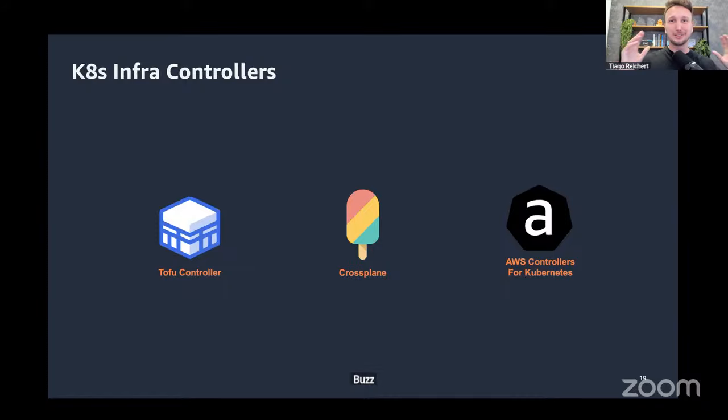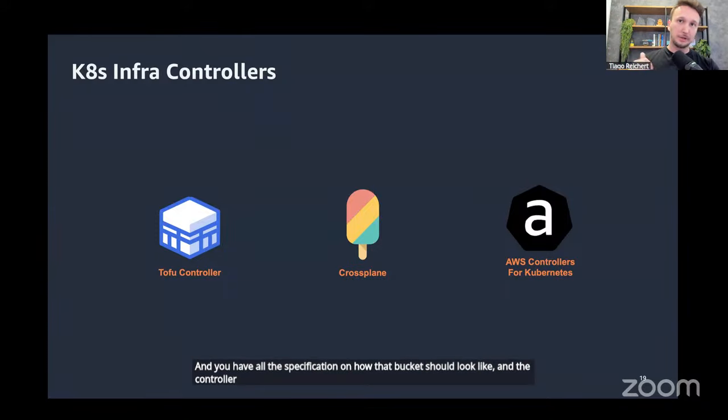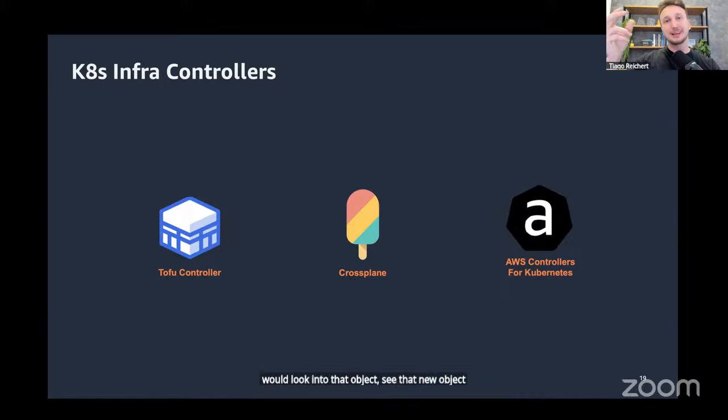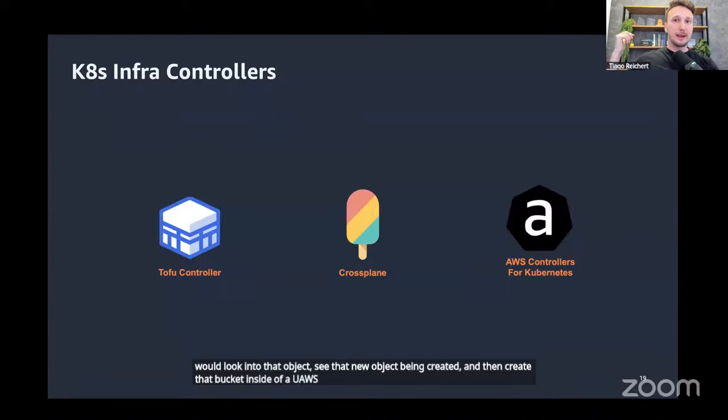Let's define how this would look like in a practical example. Let's say you want to create an S3 bucket. What you do is you create an object inside of your Kubernetes cluster of the kind bucket, and you have all the specification on how that bucket should look like. And the controller, in this case, Crossplane or ACK, would look into that object, see that new object being created, and then create that bucket inside of your AWS account for you and manage those configurations when you change the configuration on that object inside of your Kubernetes cluster.